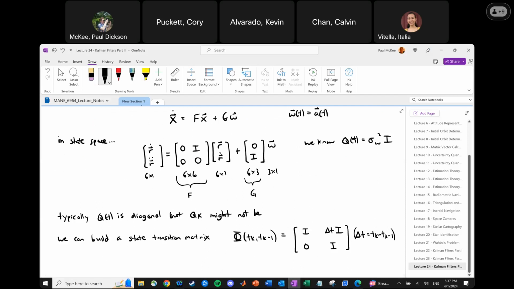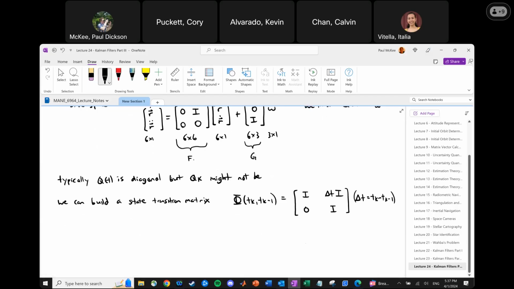All right, great. So there's our state transition matrix. So it's time to build Qk. Let's see how this goes. So Qk is equal to the integral from tk minus 1 to tk.